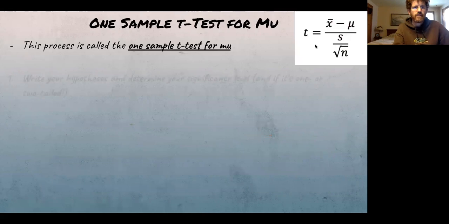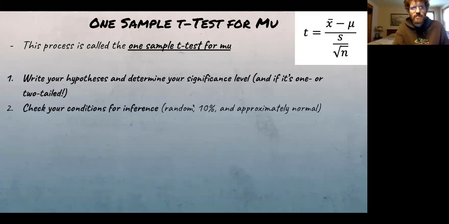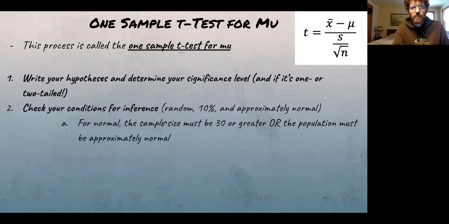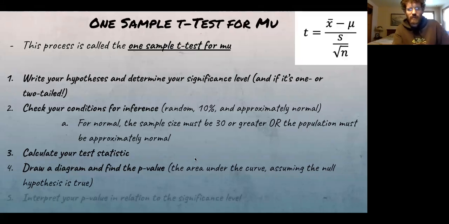Okay, so here's the basic process. This is your one-page review of how to do this if you look at the presentation later. Write your hypotheses, determine your significance level, and determine if it's a one or a two-tailed test. Check your conditions for inference, these three right here. When checking for normal, the sample size must be 30 or greater, or the population must be approximately normal. We calculate our test statistic, draw a diagram, and find the p-value, the area under the curve, which is the p-value, assuming the null hypothesis is true. Then we interpret the p-value in relation to the significance level.